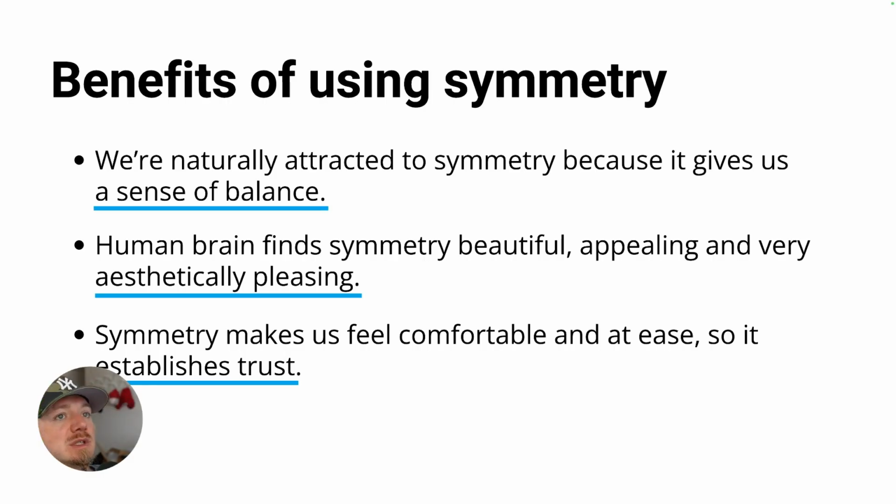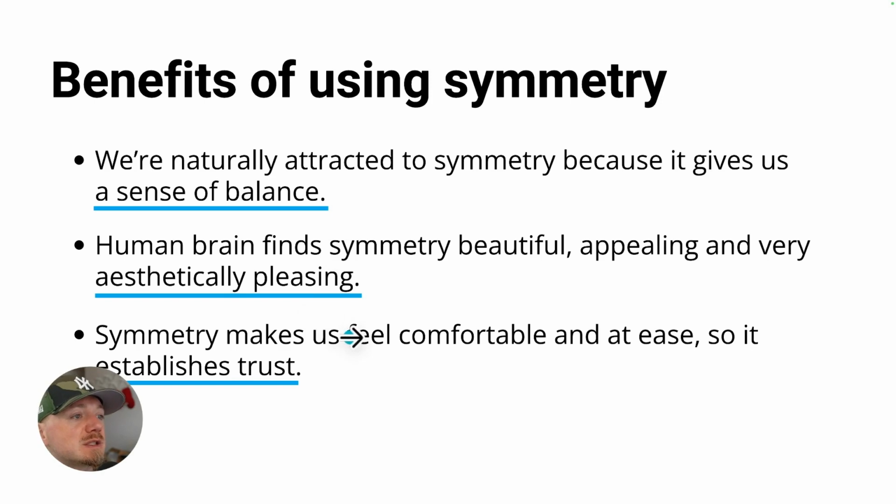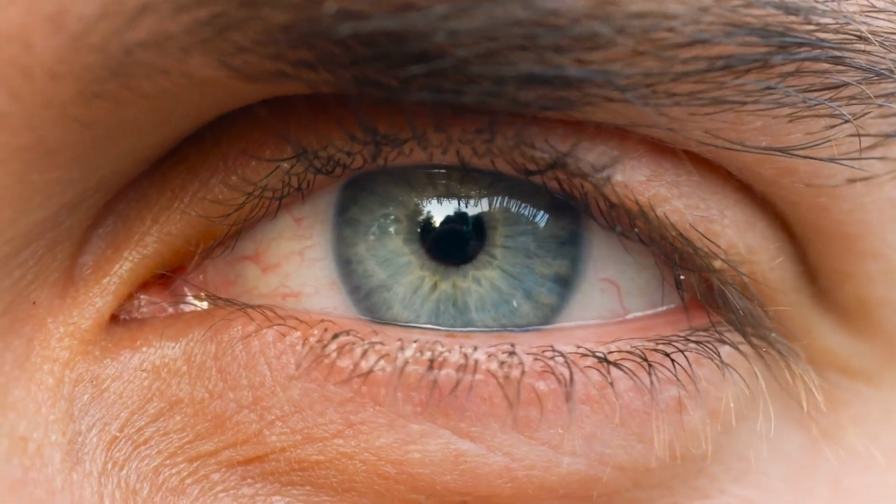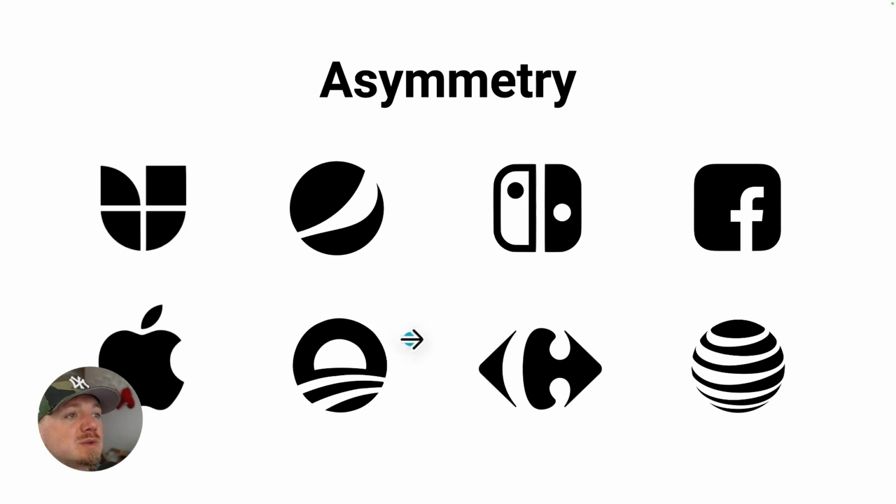So now let's talk about the benefits of using symmetry in logo design. We are naturally attracted to symmetry because it gives us a sense of balance. And the human brain just finds symmetry beautiful, appealing, and very aesthetically pleasing. And symmetry just makes us feel comfortable and at ease, so it also establishes trust. Now, you don't have to always use perfect symmetry. Just look at these logos. They successfully use asymmetry to make the logos more interesting and less boring.